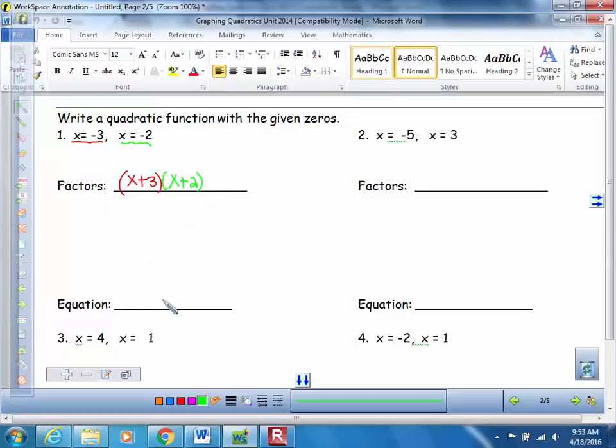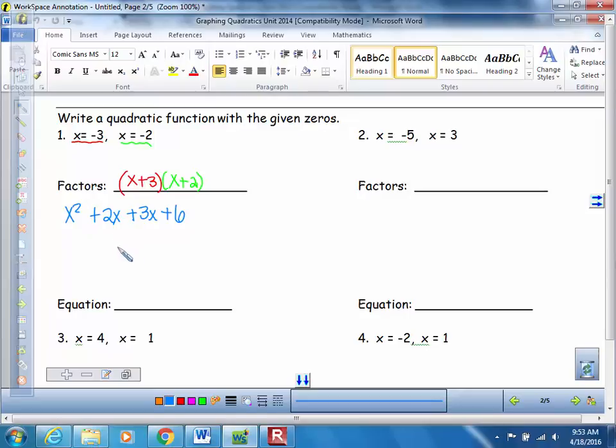Now, to write the equation, we're going to have to multiply those. So we're going to do our FOIL again, our distributing, whatever you want to call it. So I'm going to do first times first. X times x gives me x squared. Outer times outer, x times 2 gives me 2x. Then inner times inner, 3 times x gives me 3x. And last, I'm doing 3 times 2, which gives me 6.